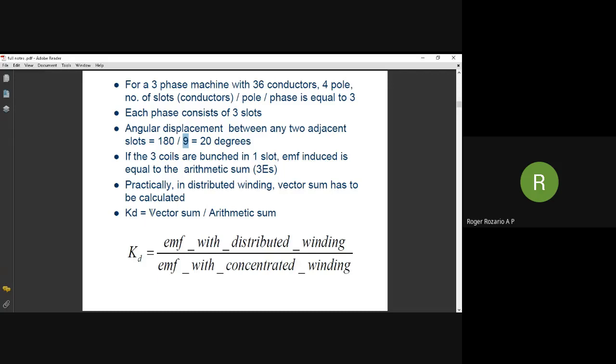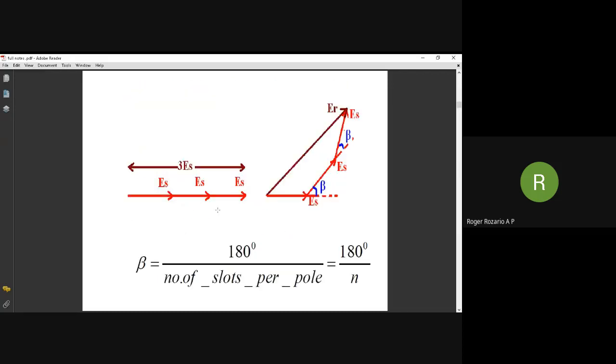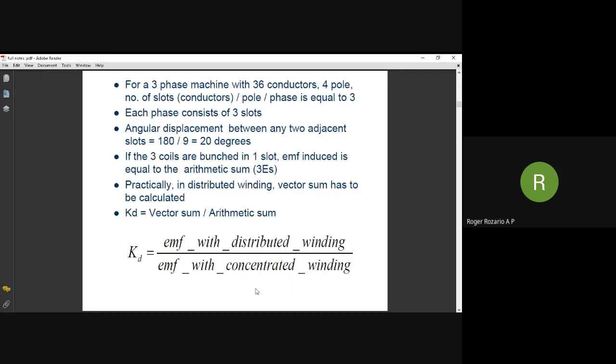So இதுக்கும் அதே மாதிரி தான் நம்ம கண்டுபிடிக்க போறோம். Vector sum by arithmetic sum. So this is the beta, பீட்டாங்கிறது தான் ஸ்லாட் ஆங்கிள். It is 180 degree divided by n. N is nothing but the slots per pole. Previous example எவ்வளவு ஸ்லாட்ஸ் இருந்தது? 9 ஸ்லாட் இருந்தது.